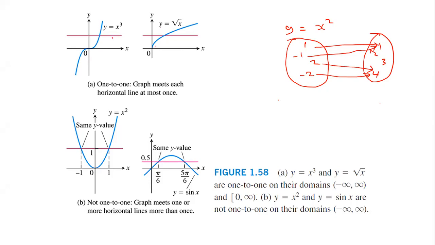Okay, so a 1-to-1 graph, you can see y equal to x cubed. The graph meets each horizontal line at most once. So the criteria is to draw a horizontal line. If the horizontal line crosses the function at one point only, the function is 1-to-1.